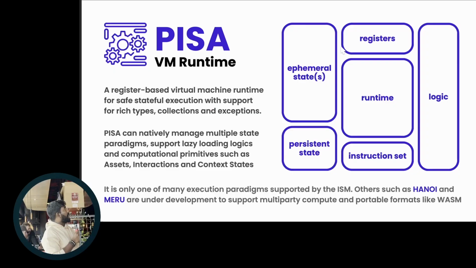And the way the execution architecture is built for MOI allows not just PISA to be the core thing. PISA is the one that exists today, but we're already working on the next two virtual machines. They're called Meru and Hanoi. Meru is basically like the FVM. It's a WASM-based architecture, allows for WASM-based actors to exist in it. And Hanoi is a multi-party compute-based virtual machine, and you can do privacy-safe computation on top of that.